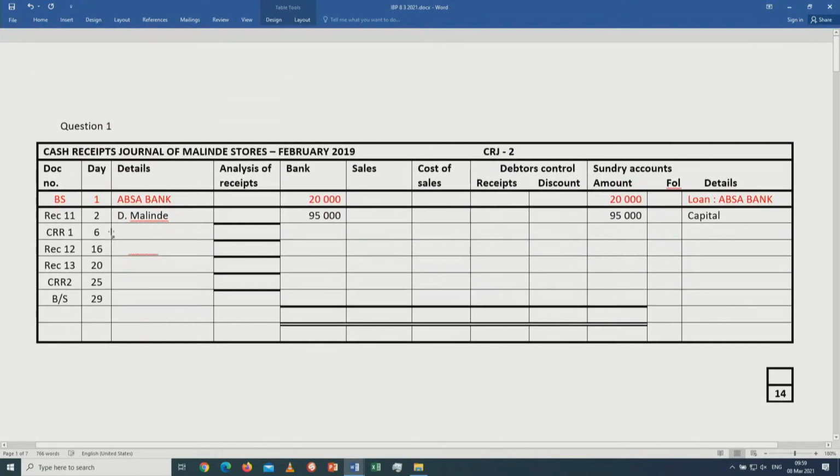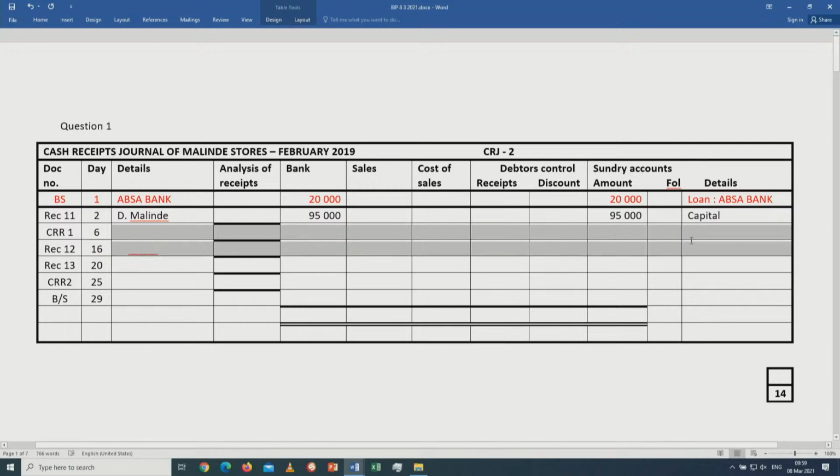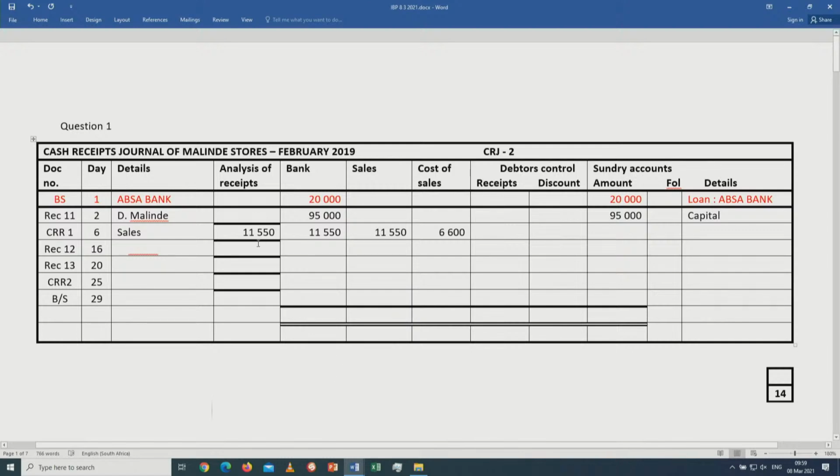It's payments now. We are going to cash receipts journal on the very same day of the 6th. In the cash receipts journal, you are going to have the sales that you have made of how much? 11,550. You take it to the bank, 11,550. How much was the sales? 11,550. Then the cost of sales, you must go back to your markup. When you check your markup, it is 75%. 75% of the total amount of 11,550 is going to be 6,600. So meaning the cost of sales in this case was 6,600.